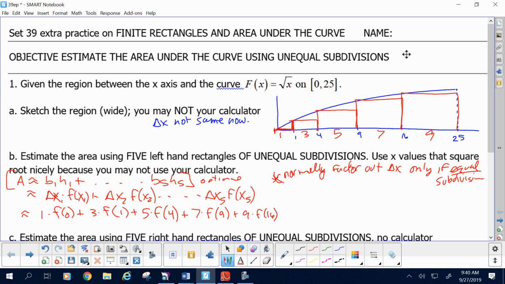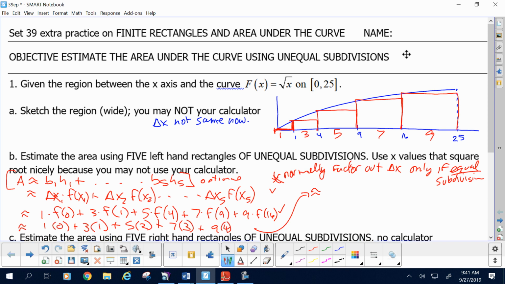Okay. After that, these are really the two things I would need to see. After that, however quick you do the arithmetic is up to you. If your mind works quick with arithmetic and you can say what is f at 0 and multiply at the same time, fine. Me, I'm a little slow-witted, so I'm going to go slow. So I'm going to go 1 times the square root of 0, plus 3 times the square root of 1, which is 1. 5 times the square root of 4 is 2. 7 times the square root of 9 is 3. And 9 times the square root of 16 is 4.